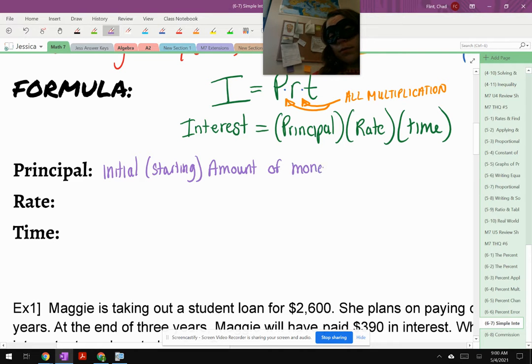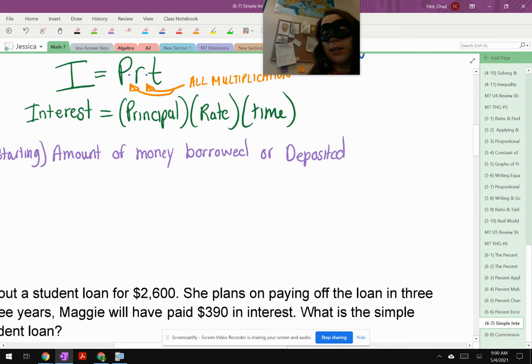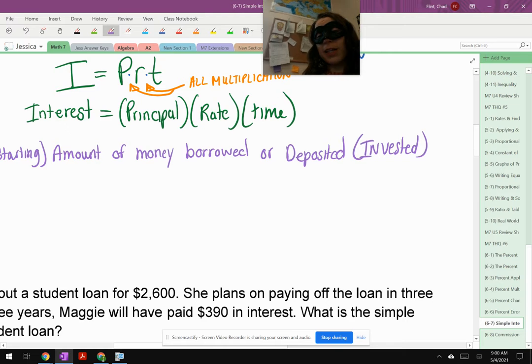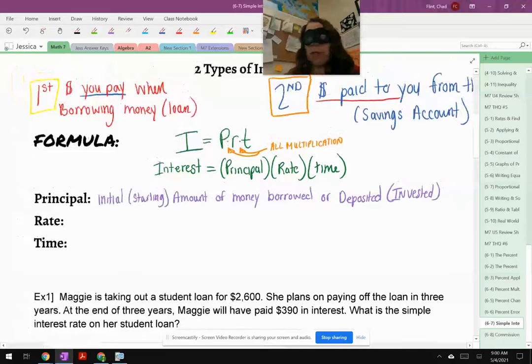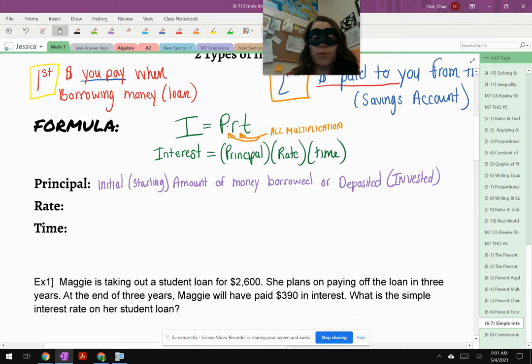of money that was either borrowed or deposited, aka invested. When you invest money, you're depositing it into an account or into some sort of something. So principal is the initial starting amount of money that you're either borrowing if you're taking out a loan, or it's the amount you're depositing or investing or putting into a savings account, depending on if it's the first situation of interest or the second situation.